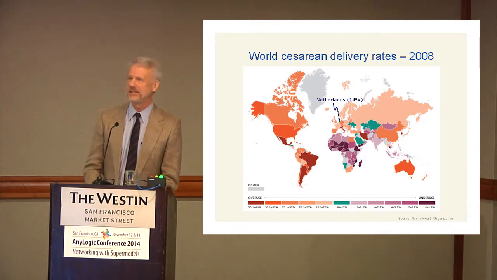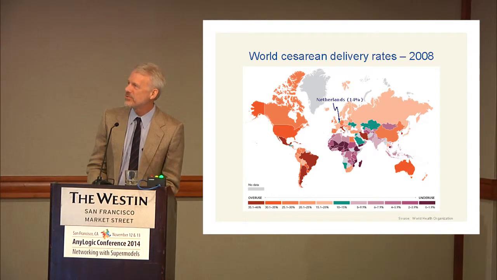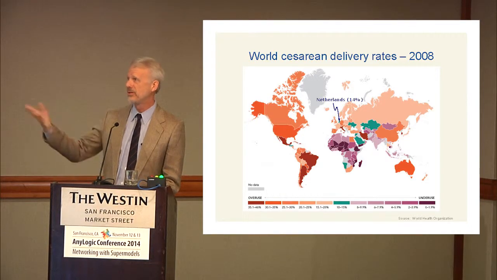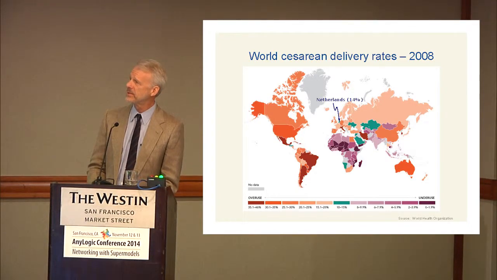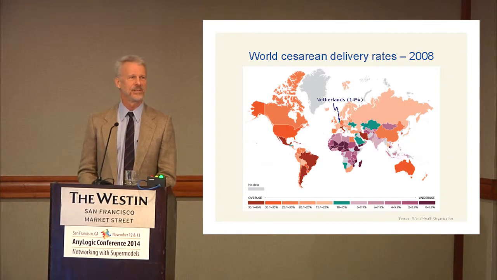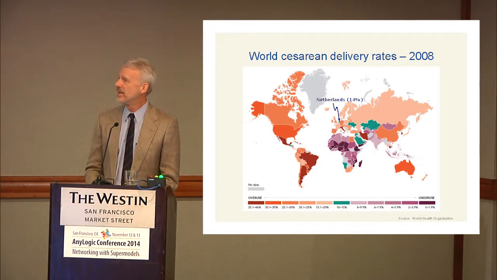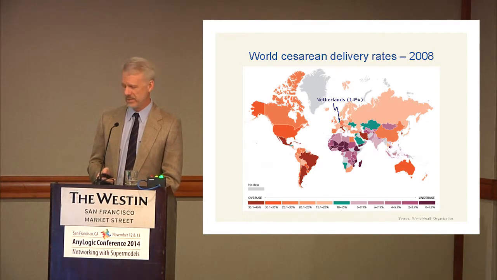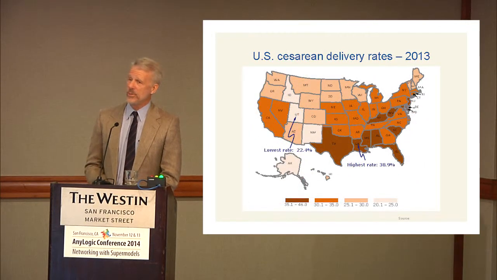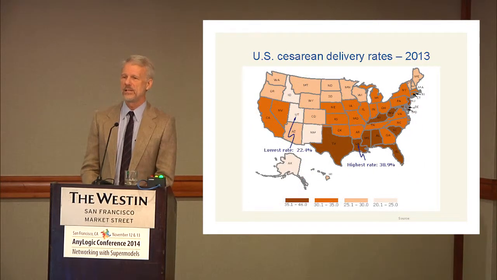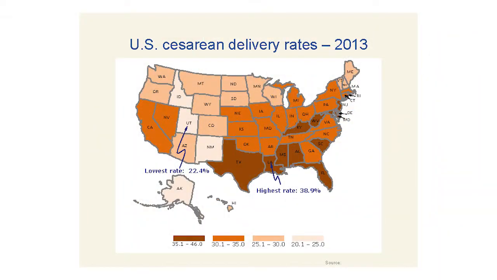As a matter of fact, very interestingly, in Europe and the Americas, the only green is in the Netherlands, and we'll get back to that a little bit, why the Netherlands is green. But there's a lot of red, a lot of orange. In the US, same thing, lots of deep oranges. So we have cesarean delivery rates that range from a low in Utah of about 20% to many states, especially in the South, that go north of 40%.